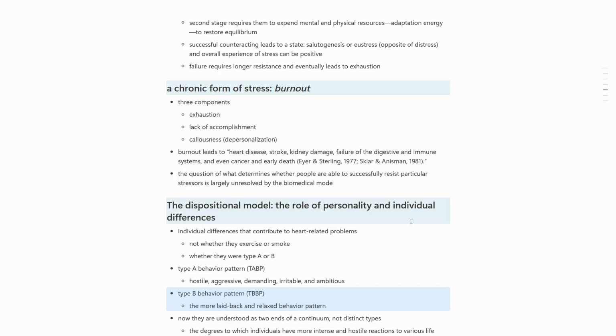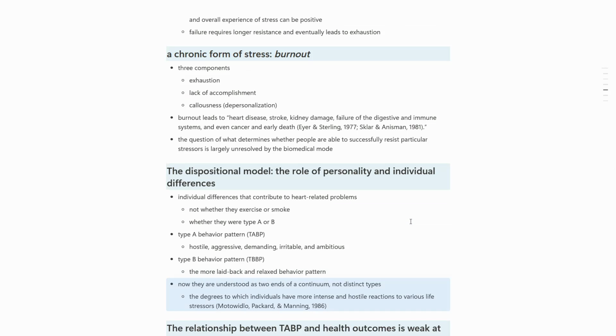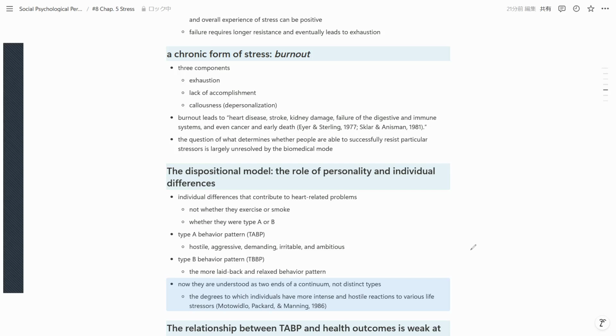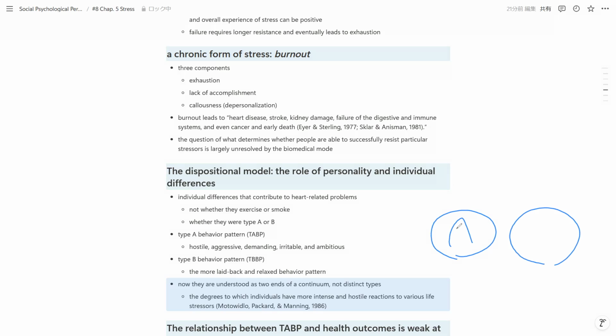So basically, this model argues that there are different types of people. One is type A and the other one is type B. And they argue that type A is more related to heart disease compared to type B. However, now they are understood as two ends of a continuum, not distinct types. Originally, this model thought that there are two kinds of people, type A and type B. But this wasn't really a good conceptualization of people. Instead, these are the two ends of one continuum.